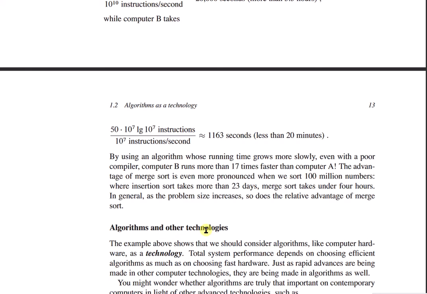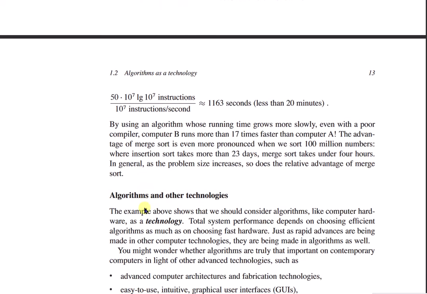The advantage of merge sort is even more pronounced when we sort 100 million numbers, where insertion sort takes more than 23 days, while merge sort takes under 5 hours. In general, as the problem size increases, so does the relative advantage of merge sort.